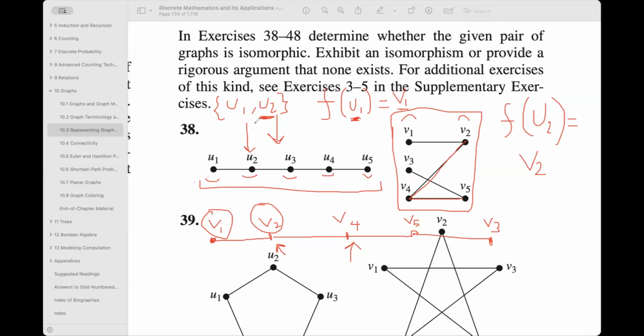So I just keep doing this basically, since U2 is adjacent to U3 next. Then I just use that and connect it to this one. So when I input U3, I want it to give me the next vertex that's adjacent to V2, which is V4.